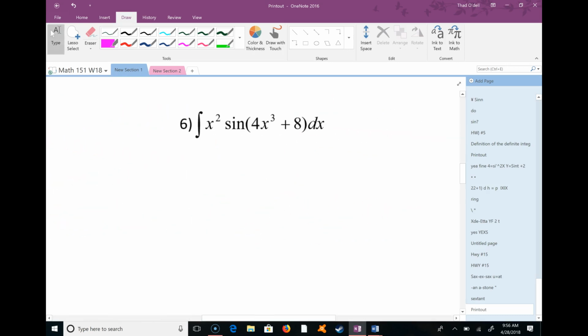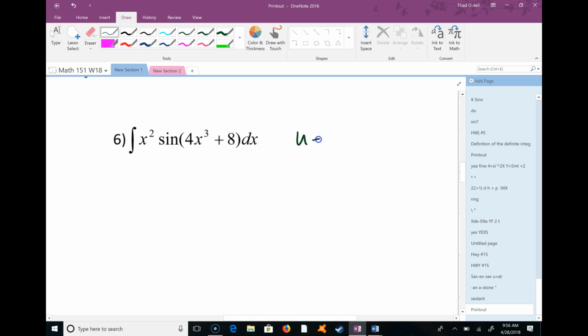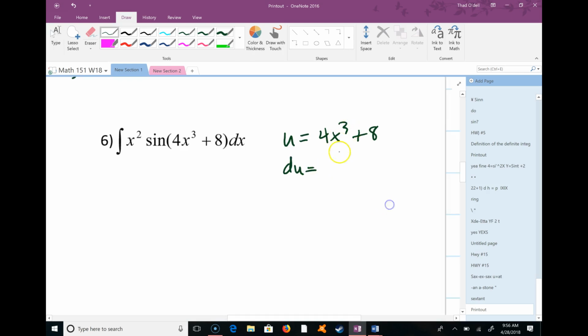All right, number 6, it looks like x squared is the derivative of 4x cubed plus 8, roughly, give or take a 4 or 2 or something like that. And 4x cubed plus 8 is definitely inside, so the obvious choice for u is 4x cubed plus 8 because it's on the inside and it has somewhat of a derivative lurking outside. So du is going to be equal to, in this case, 12x squared, right? So it's not quite the outside stuff, but it's got an extra factor of 12.